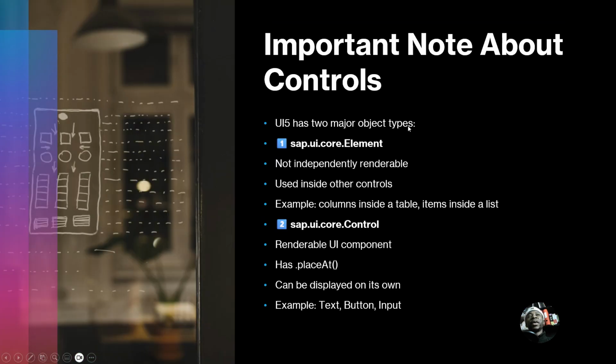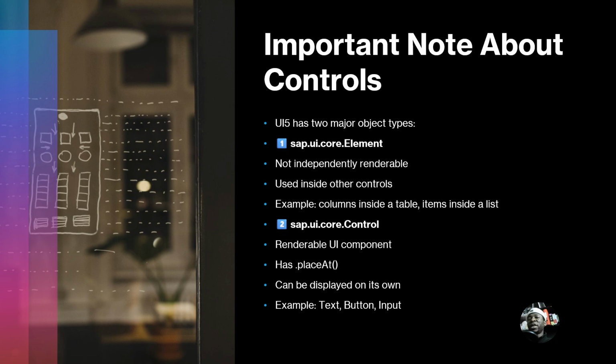And finally, an important note about controls is that UI5 has two major object types, that is sap.ui.core.Element and sap.ui.core.Control. The difference is that sap.ui.core.Element is not independently renderable, so elements are used inside other controls, for example a column inside a table or an item inside a list. But sap.ui.core.Control are renderable UI components.